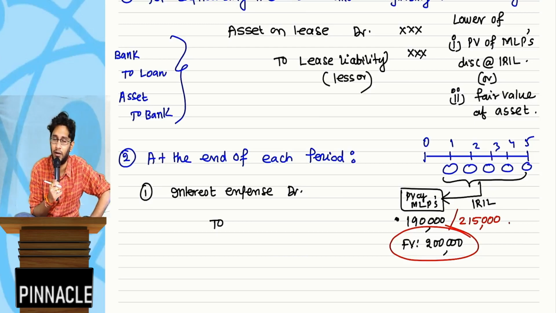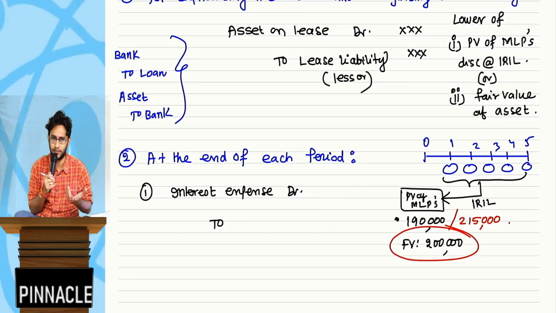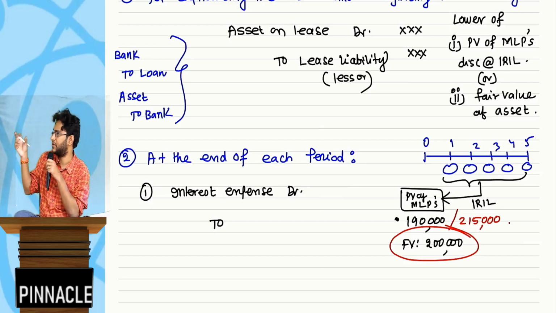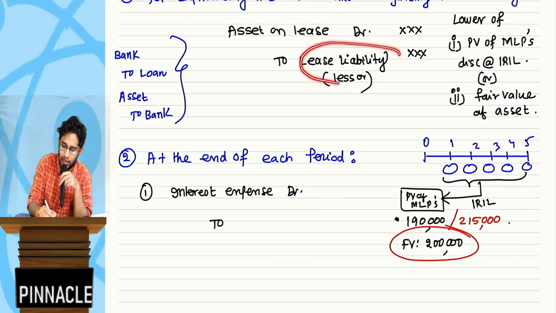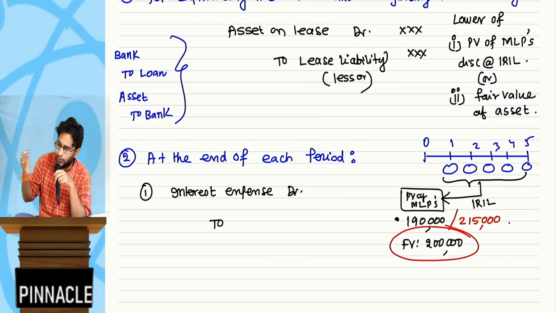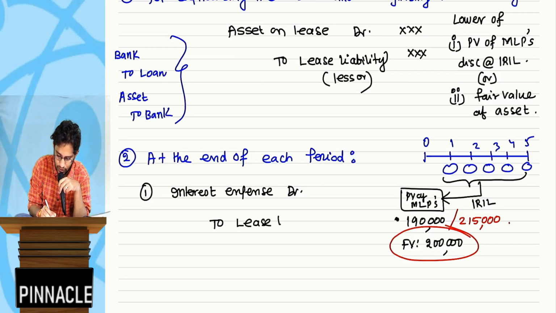What is the entry? Interest account debit to interest payable, interest accrued, interest outstanding. Correct? Until now that expense I booked, I have to create a liability. I need not create a separate liability. Already a liability is there, our lease liability can add that. So, interest expense account debit to lease liability.